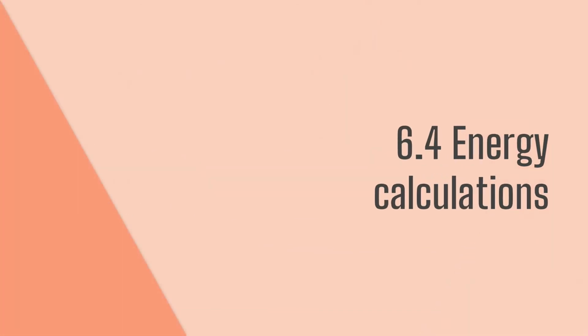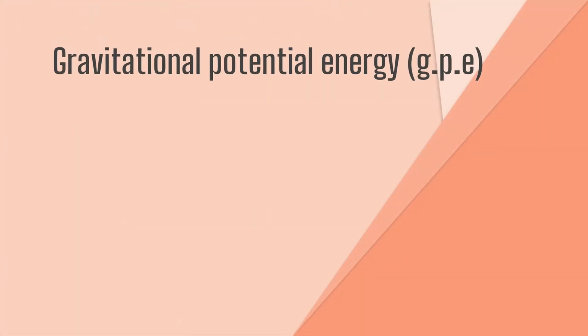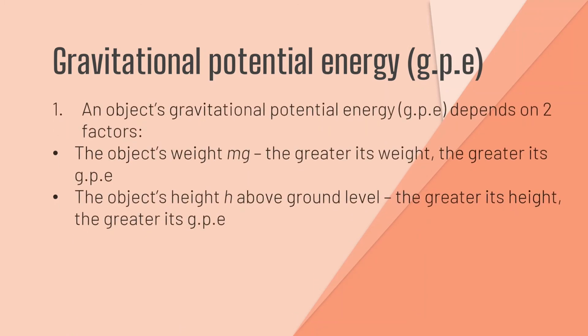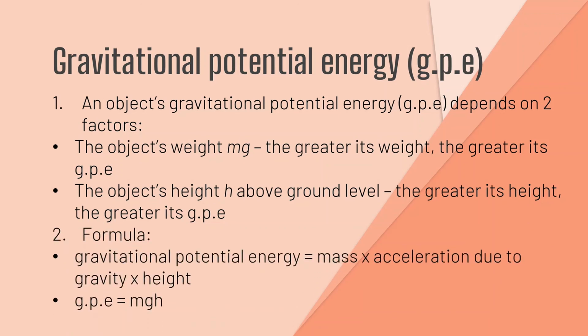6.4 is about energy calculation, and there are two energy calculations we are going to learn today: gravitational potential energy and kinetic energy. An object's gravitational potential energy depends on two factors: the object's weight. The greater its weight, the greater its gravitational energy. And the second factor is height above the ground level. The greater its height, the greater its gravitational energy. The formula for gravitational potential energy is mass times acceleration due to gravity times height.